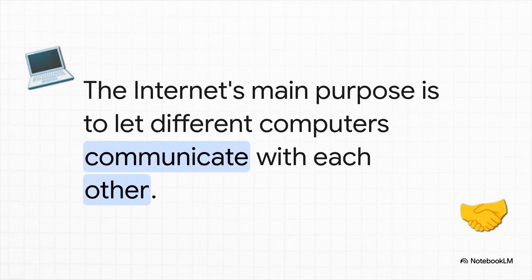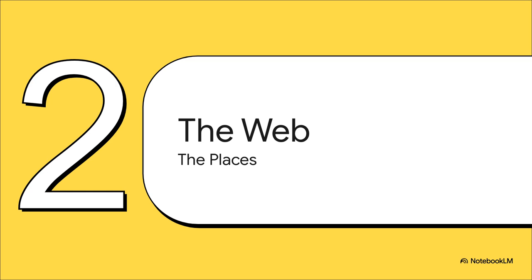And what's the whole point of these roads? Super simple, really. The internet's only job is to let all of those computers talk to each other. That's it. It's the foundation, the groundwork, that lets information get from point A to point B. Okay, so if the internet is the road system, then what in the world is the web, right?